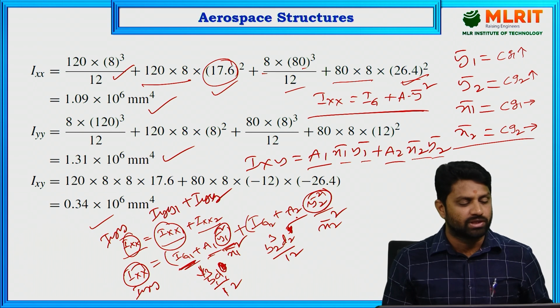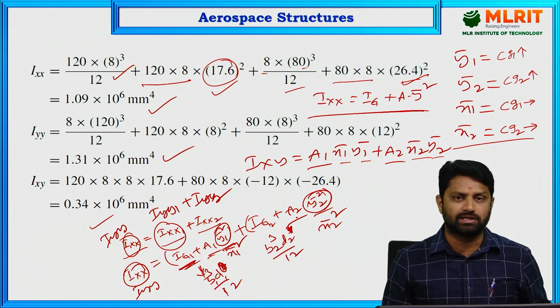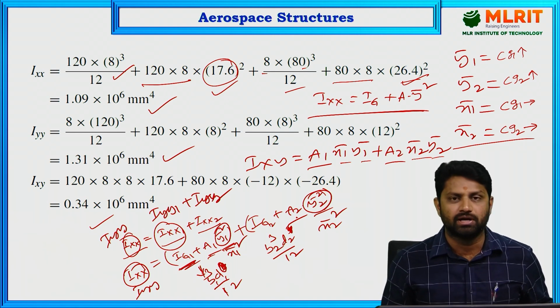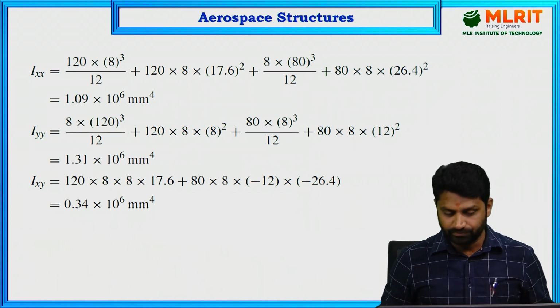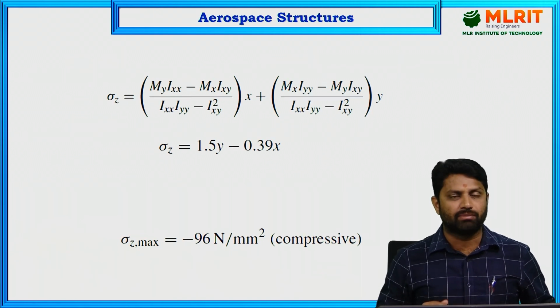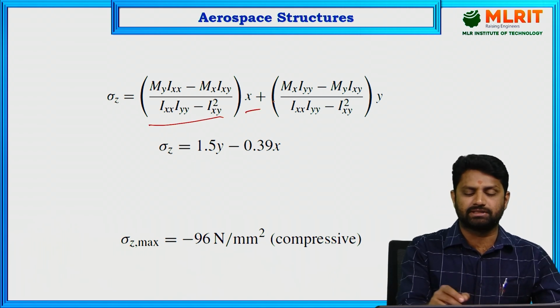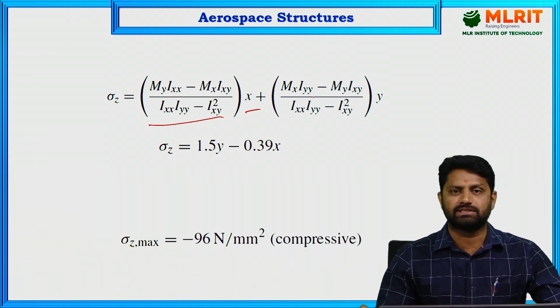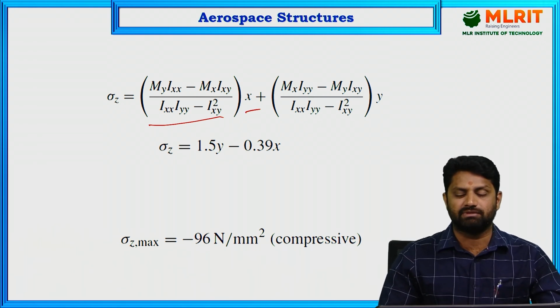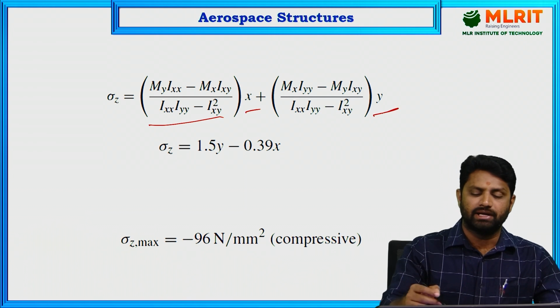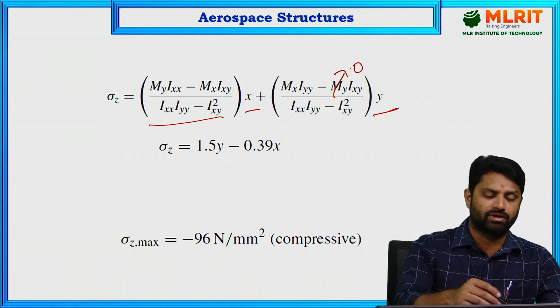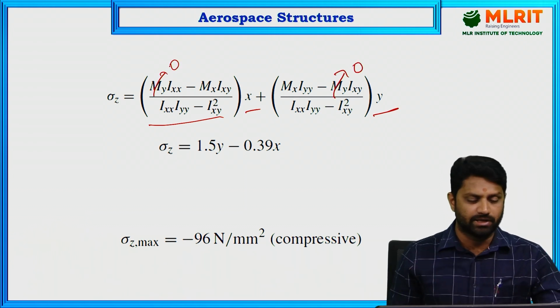Once the moments of inertia are calculated, almost all the problem is over, and what is left is only the substitution in the formula for direct stress. So next, we know the formula: sigma z equals (Ixx my minus... Mx Ixy) divided by (Ixx Iyy minus I square xy) into x, plus (mx Iyy minus my Ixy) divided by (Ixx Iyy minus I square xy) into y, in which my, from the given condition, is 0, and you can substitute for mx.